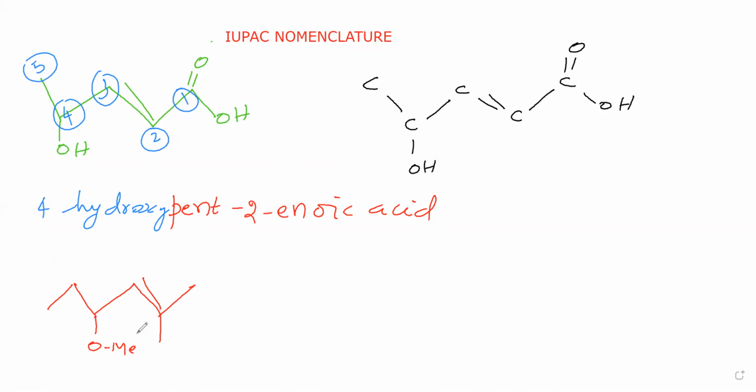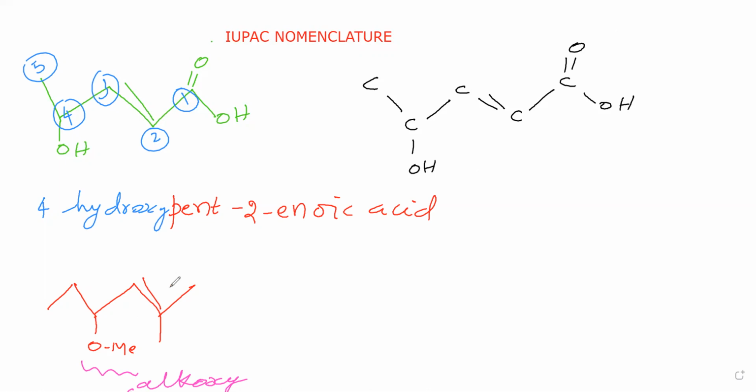Now what is the name of this one? We will see. Here the functional group is ether. Ether always comes as a prefix. For ether, the name we have to say is alkoxy. Alkoxy we have to say. This is alkoxy. This is CC double bond.